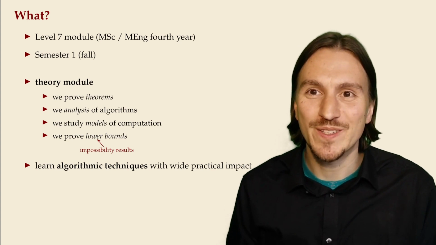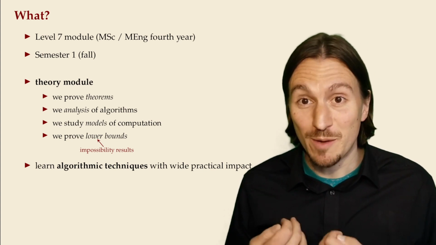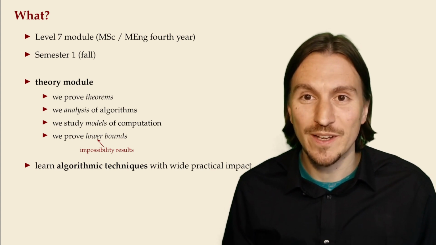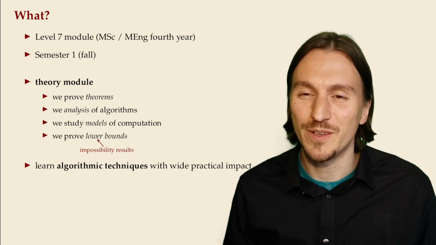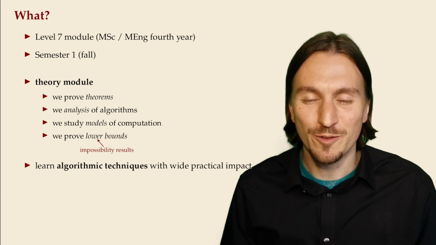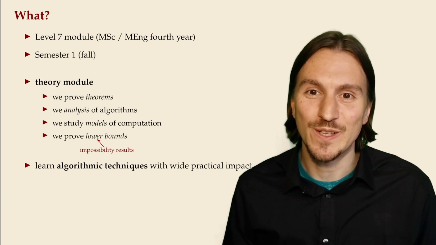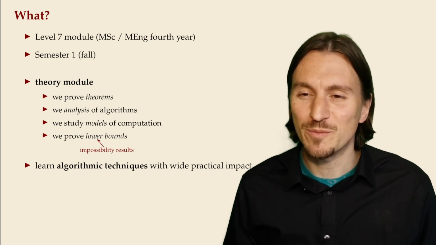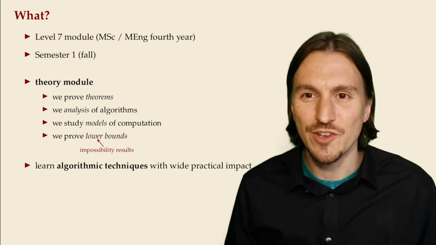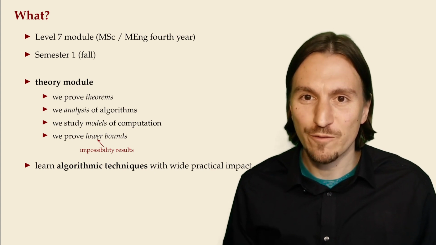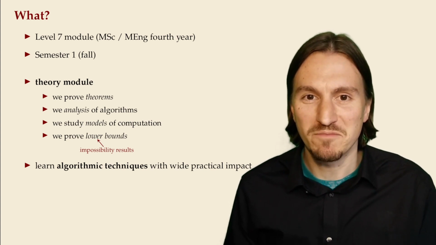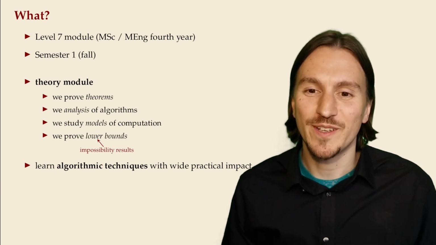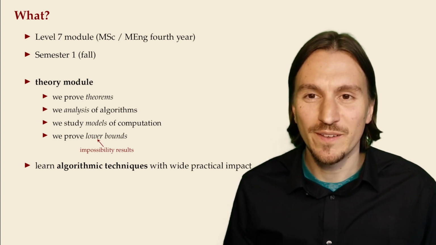So what I mean by that is that we'll prove theorems about the performance and the correctness of algorithms, and we'll do that in a mathematical model of computation, which formalizes what computers do and how costly that is. And the main benefit of that is that we can prove lower bounds, which are impossibility statements that no algorithm can do a task faster or cheaper than a certain specific threshold. I hope to show you algorithmic techniques that have wide practical impact in doing that.